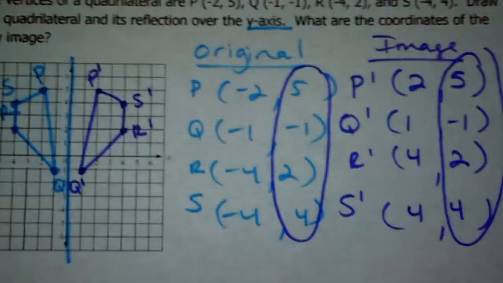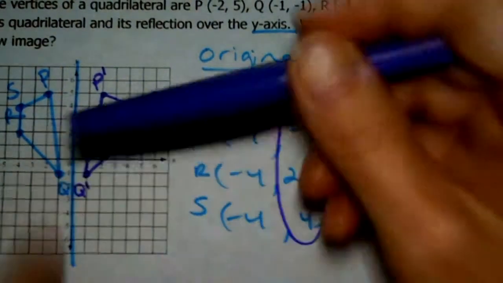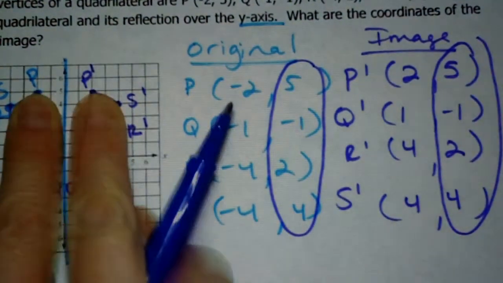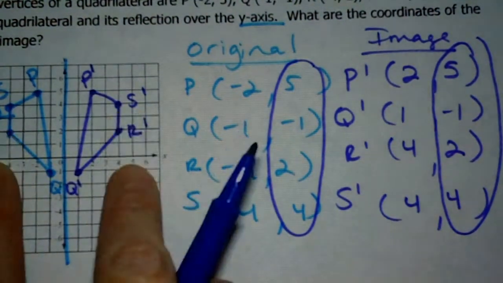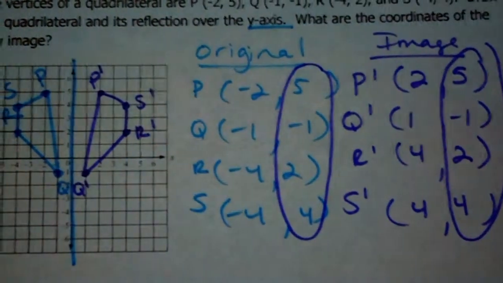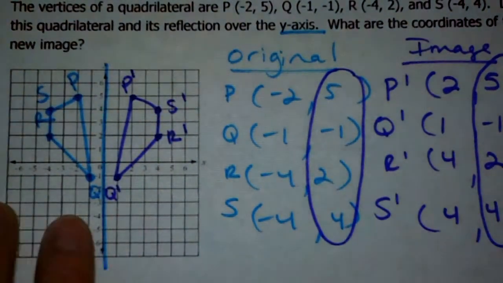The reason the y's are the same is in the other example, I had to go left or right the same amount. In this example, to get to P, we went up the same amount. To get to S, we went up the same amount. Up the same amount. Down the same amount. So that vertical movement stays the same. But our left-right movement changes. Our left and right movement is opposite.